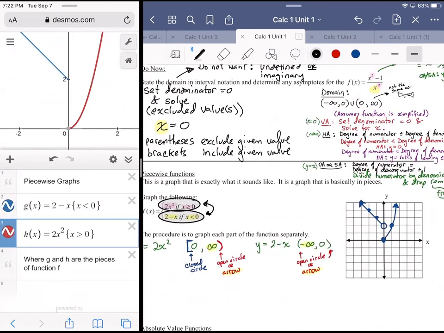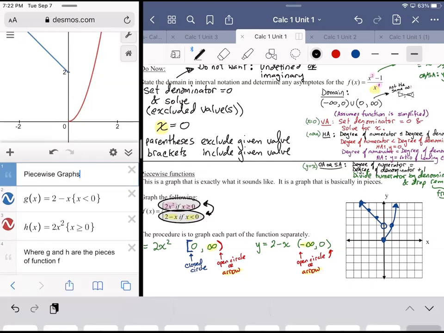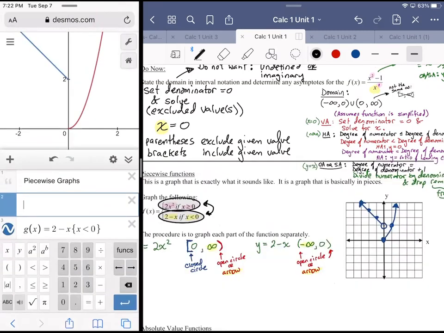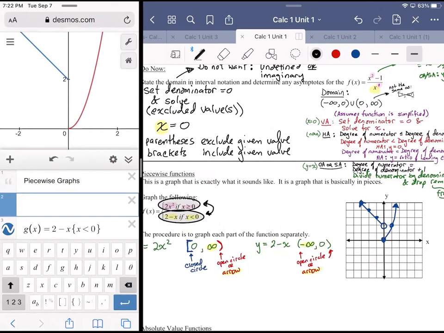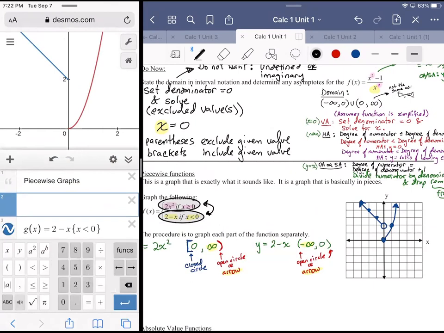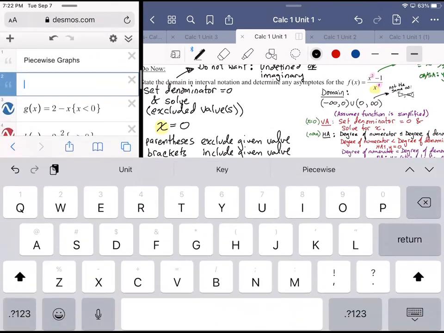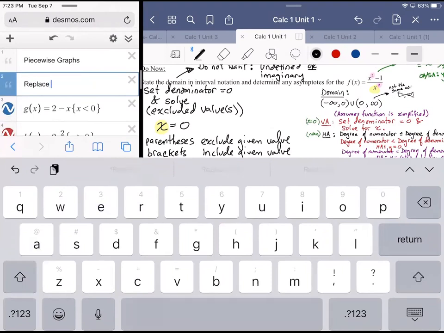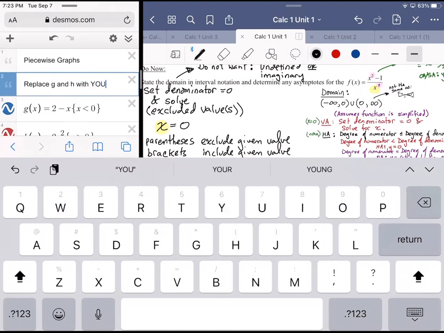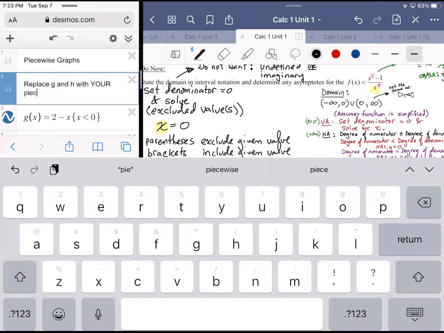Now, something else to consider. Maybe I want to make this even more user-friendly. So I'll type in a little note. Another way to type in a note would be to use quotes, although I can't seem to find them here. If you're using a keyboard and you type open quotes, it'll automatically bring the notation part in. But what I'm going to say is replace G, G, and H with your piecewise pieces. A little best of both worlds there.